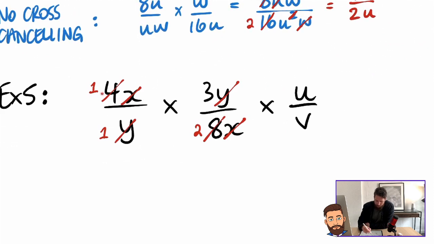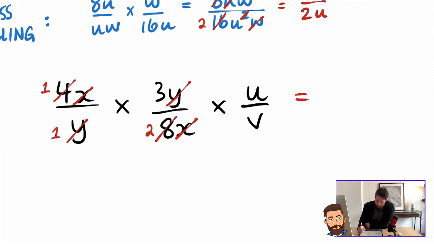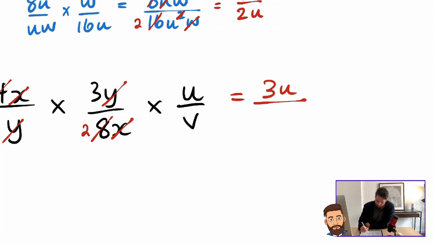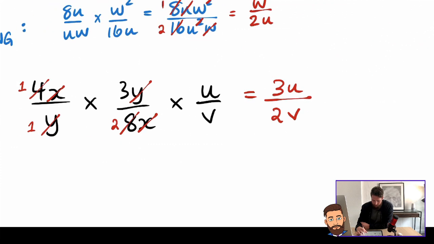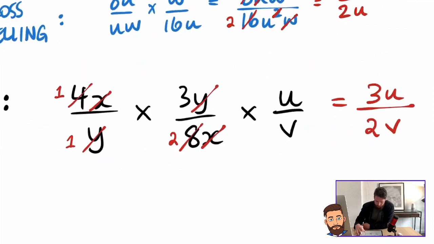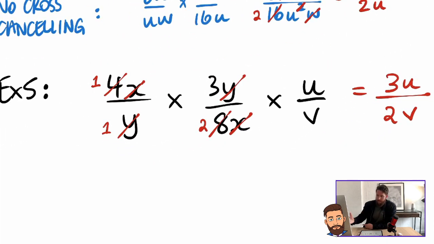Well, now I can just multiply straight across. I've got 1 times by 3, which is 3, times by u, which is 3u. So that would give me 3u over 1 times 2 is 2 times by v is 2v. And that is my most simplified answer. So you can see cross-cancelling helps us. And just for completion, we'll do in blue what would happen if I didn't cross-cancel.